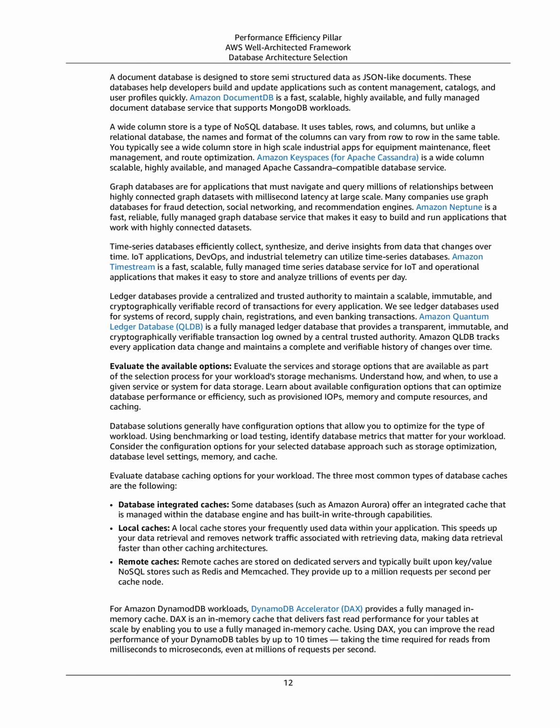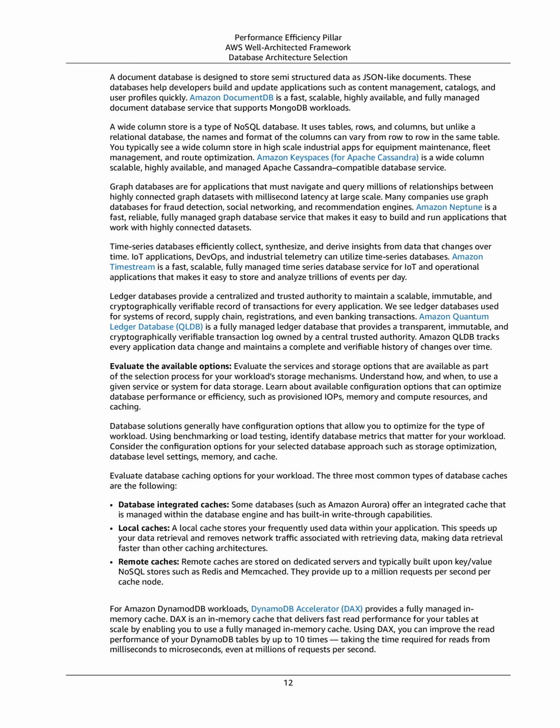The three most common types of database caches are the following. Database integrated caches. Some databases, such as Amazon Aurora, offer an integrated cache that is managed within the database engine and has built-in write-through capabilities.